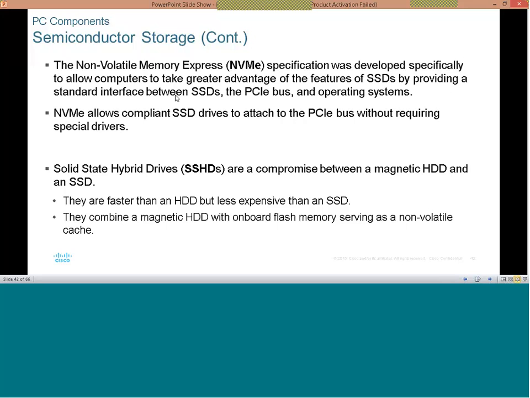So they are smaller and smarter. They take more information. They are faster than a normal HDD, but less expensive than an SSD. So we're looking here at the hybrid of the two. I think everybody wants to go for the hybrid. They combine the magnetic type on the board. So we're looking at the hybrid of both the SSD and the normal hard drive. Okay.